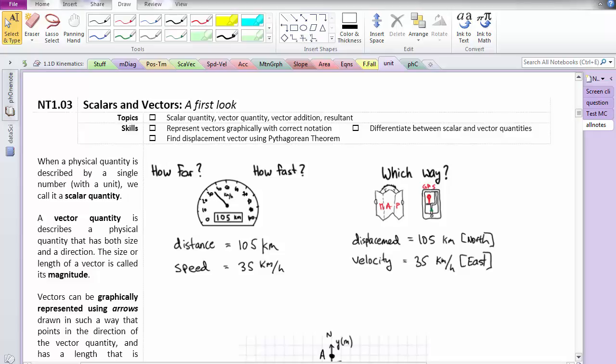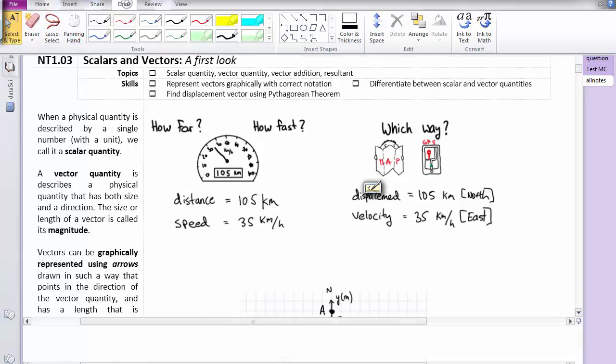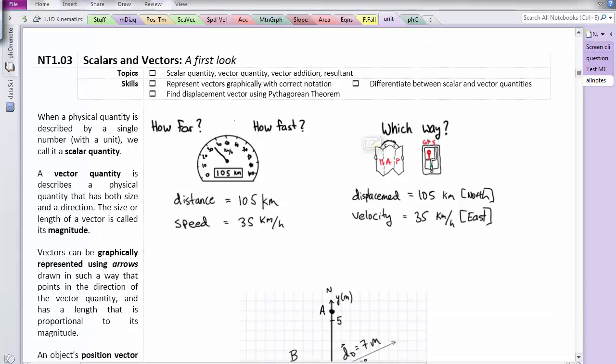In this cast, we'll have our first look at scalars and vectors. Scalars are quantities such as distance and speed. They tell you how far or how fast you are moving. How fast is, if you're in a car, the speedometer. How far something moves is the odometer.